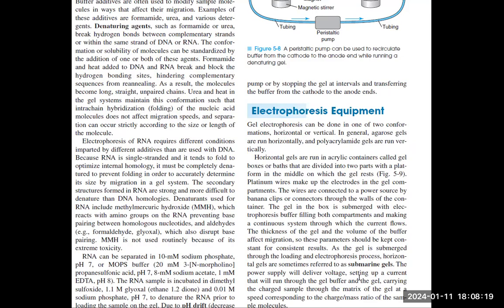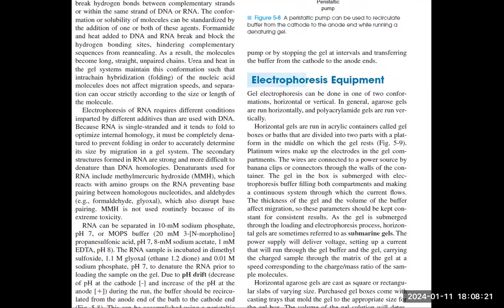So much for that. We also have horizontal agarose gels cast as square or rectangular. And purchased gel boxes come with casting trays. So we need to prepare the gel before we place it in our gel box. The casting tray serves as the mold for our agarose gel. Do not worry, you will be doing this in the lab, so you can have a hands-on experience on this.